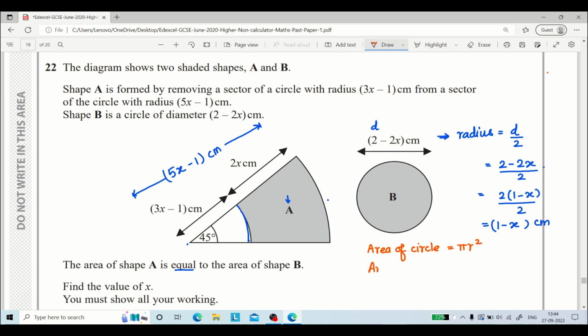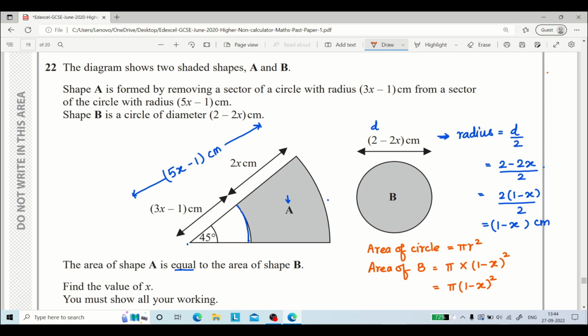Now area of B, which is a circle, that is going to be pi r square. That is pi, and what is the radius here? 1 minus x square. I hope we are clear with this. I'll just write it down as pi into 1 minus x square. The reason, let's not get confused with that multiplication sign.